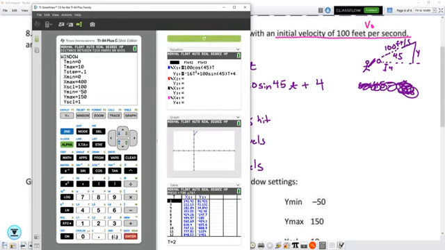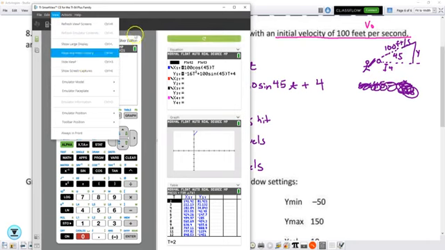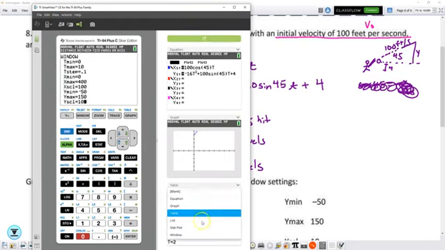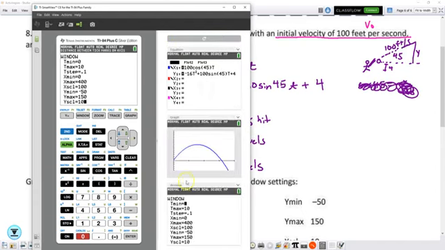So, let me see, view. Let's change this table to the window. If you need to see that, you can see it already kind of updated for us. When I go look at my graph, there it is. That is perfect. The ball comes up, and then it comes right back down and hits the ground somewhere. Because I counted these by 100s, 1, 2, 3, a little more than 300 feet away from the baseball player, the ball will hit the ground.